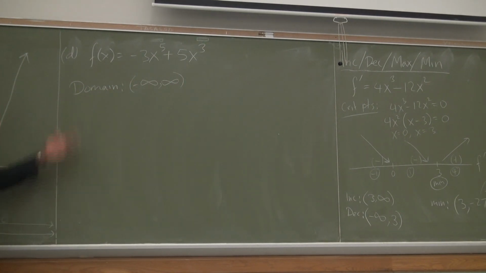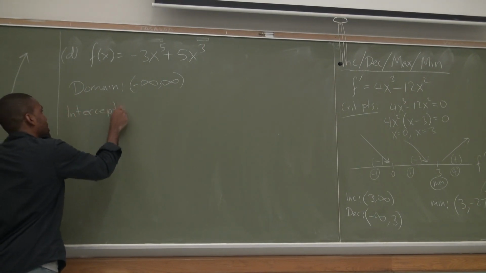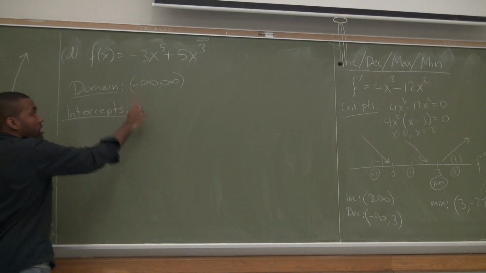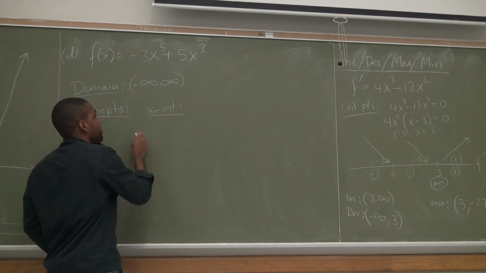Right? So, another polynomial. Polynomials are okay, I just want you to get used to it. The last two will be intercepts. X-intercept, how do I find that? y equals 0.